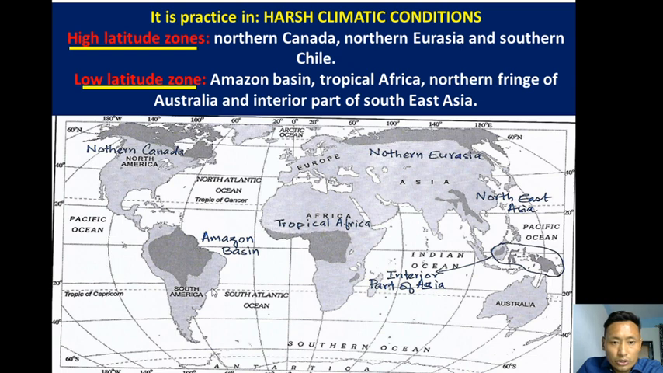Near the equator, the low latitude zones include the Amazon basin, tropical Africa, the northern fringe of Australia, which is not labeled in your textbook, and the interior part of Asia. So these are the regions with harsh climatic conditions, very hot and cold, where some people are still doing hunting and gathering, mostly gathering.